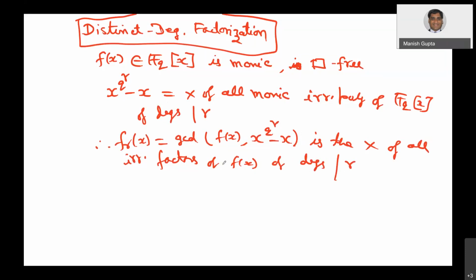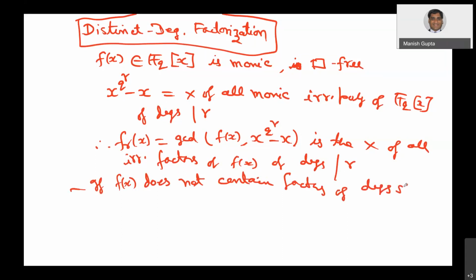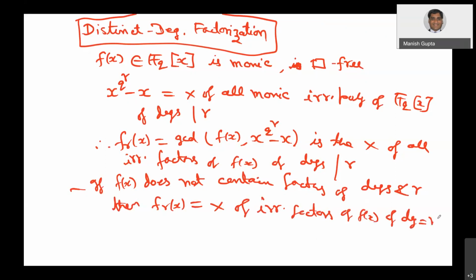Okay. So f(x) does not contain factors of degrees smaller than r, right? So if f(x) does not contain factors of degrees less than r, then f_r(x) is nothing but the product of irreducible factors of f(x) of degree exactly equal to r. Okay. So based on these observations, we can give you an algorithm for doing the distinct degree factorization of the polynomial.